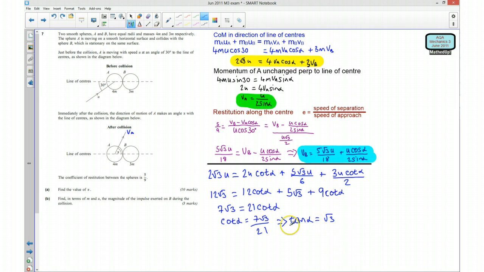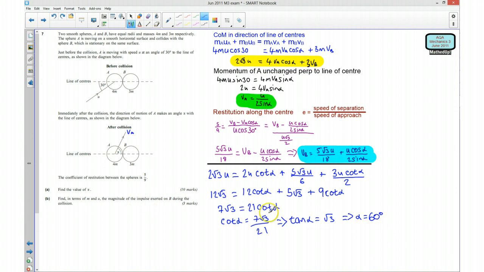Okay, so if tan alpha is equal to root 3, well, that follows that alpha is going to be equal to 60 degrees, and that's brilliant. We've gone through all of this, and we've worked out the value of alpha is actually just 60 degrees, and that's it for 10 marks.